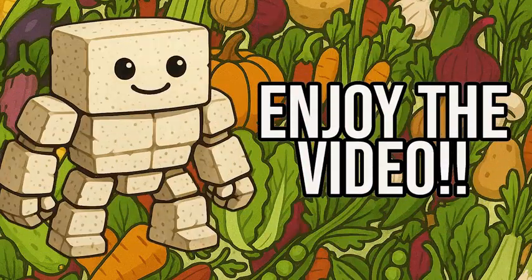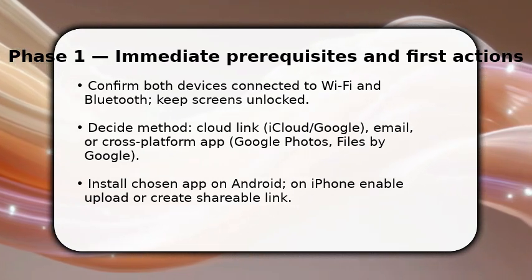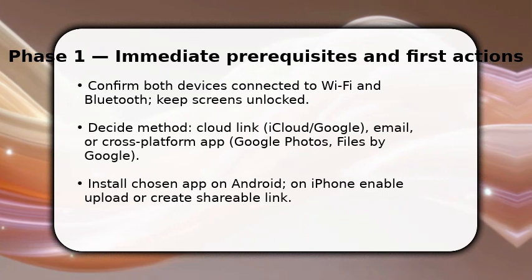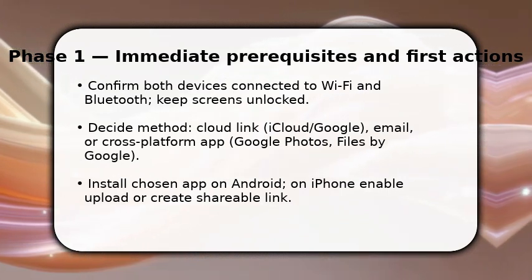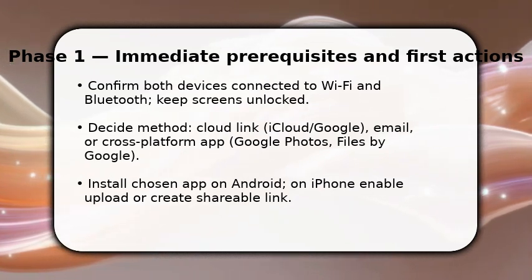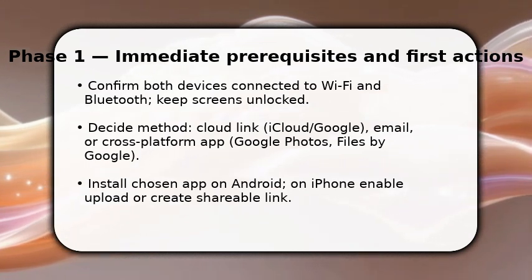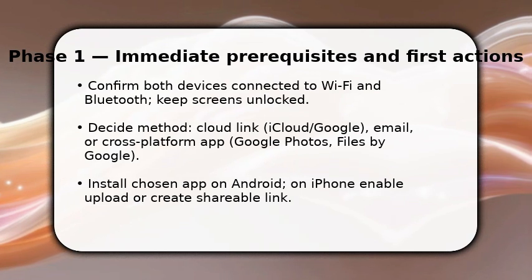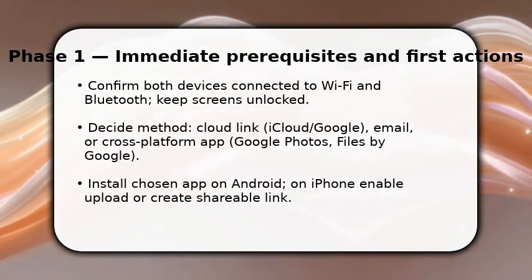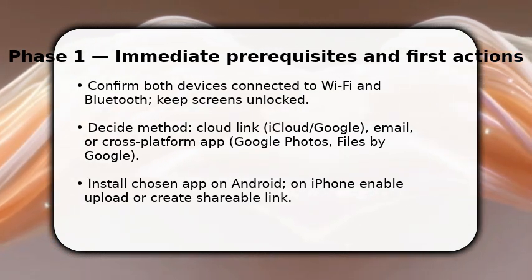Please enjoy the video. You start by choosing the simplest path, Cloud Link or an app. Make sure both devices are on the same Wi-Fi and unlocked. This speeds transfers. If you pick Google Photos, install it on Android and sign in. On the iPhone, enable backup or export to Google Photos. If you prefer an iCloud link, open Photos on the iPhone and select images to create a shareable link. Once done, decide whether you'll send a link, upload files, or use a direct transfer app.